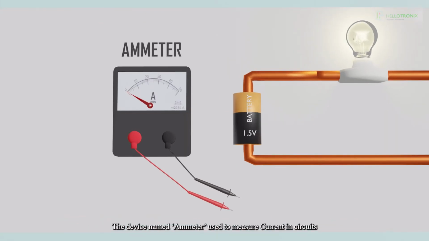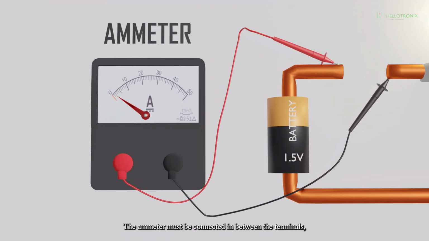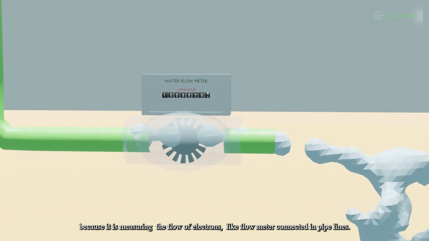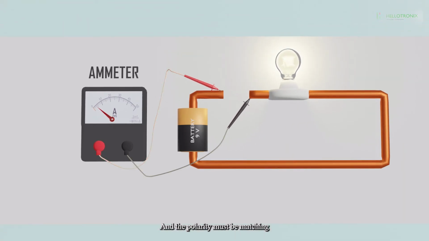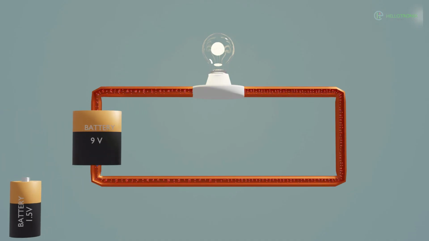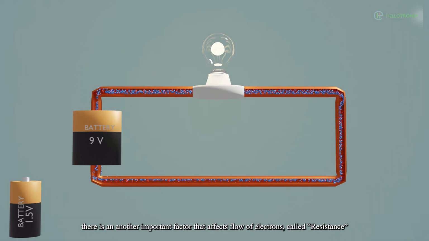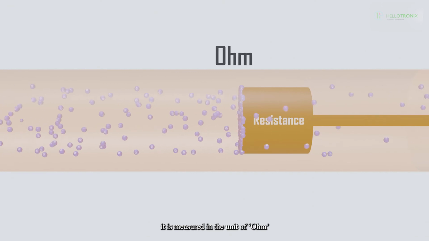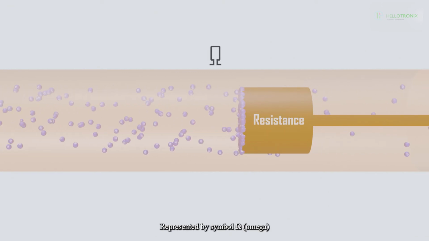The device named ammeter is used to measure current in circuits. Ammeter must be connected in between the terminals because it is measuring the flow of electrons, like flow meter connected in pipelines. And the polarity must be matching. We already saw that the current increases with voltage. There is another important factor that affects flow of electrons called resistance. Resistance is nothing but the measure of opposition to electron flow in circuits. It is measured in the unit of ohm, represented by the symbol omega.